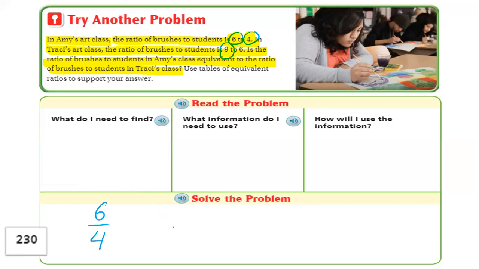The ratio of brushes to students in Tracy's class is 9 to 6. Okay, what is the question? The question is: is the ratio of brushes to students in Emmy's class equivalent to the ratio of brushes to students in Tracy's class? Are they equal or are they not equal?